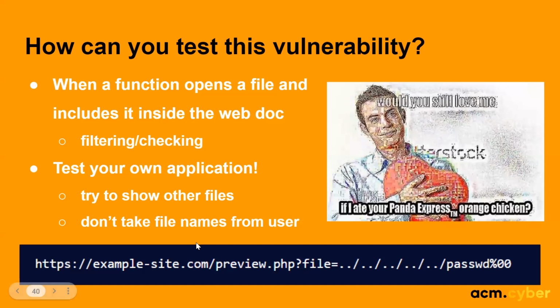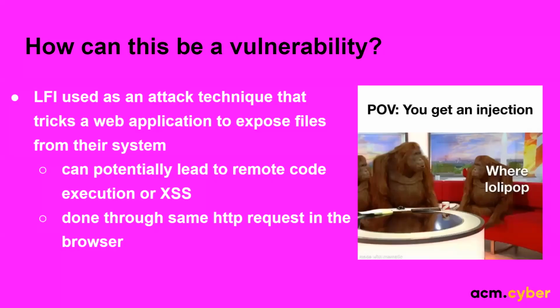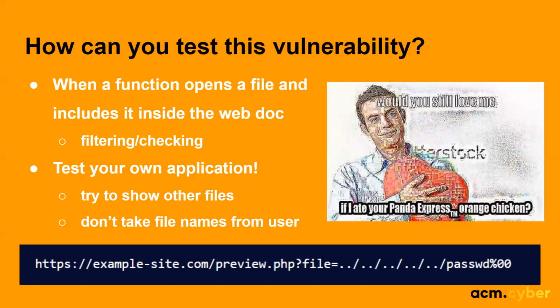So how can you test this vulnerability? When a function opens a file and includes it inside the web document, instead of having your PHP simply do file equals GET, you can do some filtering and checking. You can check if it has extra slashes or extra colons when you're getting these files, instead of just accepting whatever the user puts there. And test your own application and make sure that you're not able to traverse your file directories from your web server. And you can choose not to take any file names from the user, and that should clear that up.